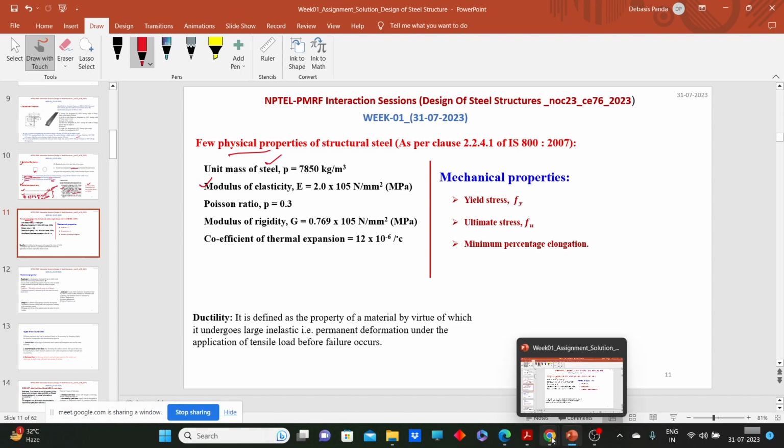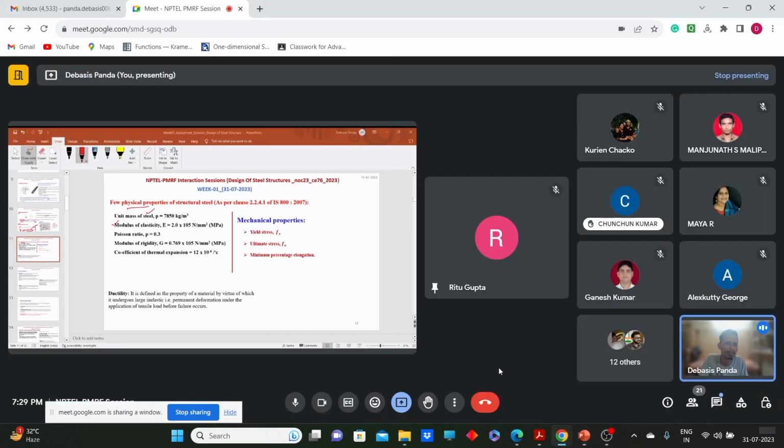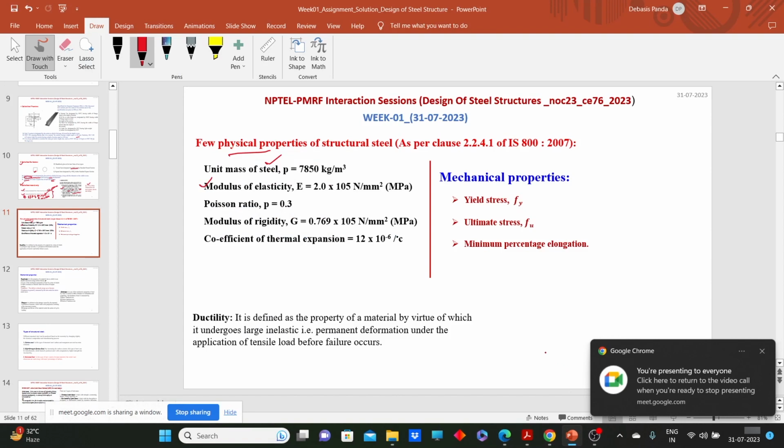Give me some answer. What do you mean by modulus of elasticity? Write it down quickly. Try it. You have already studied. So give me a perfect definition of the modulus of elasticity. Okay. So let me quickly try it.